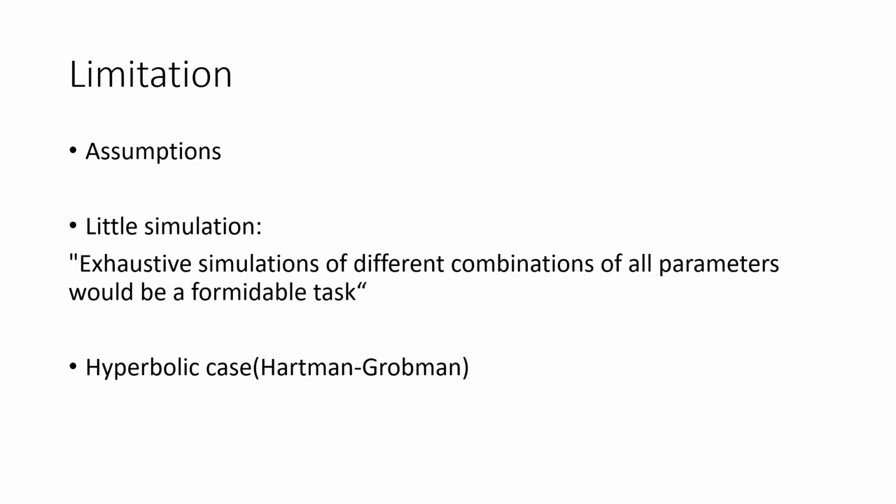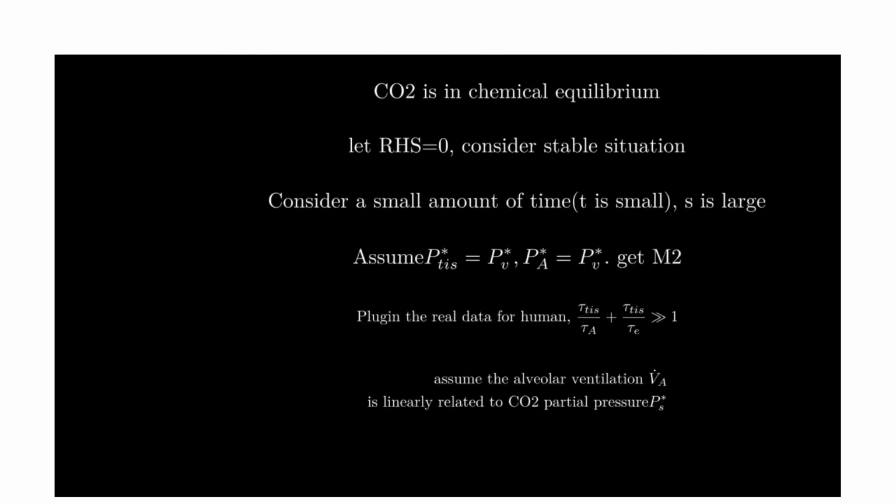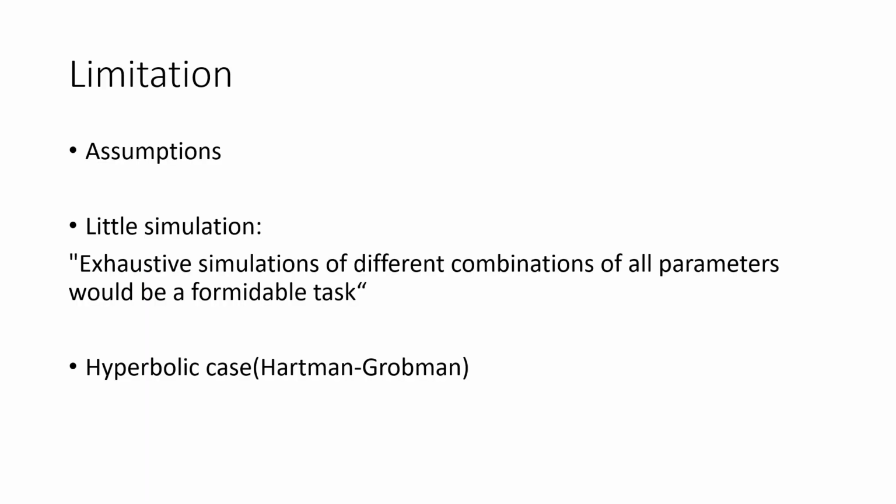Now about the limitations of our model. First, we can bring back all the assumptions we have made. These are some biological assumptions, but if any one of them is not satisfied, then our model may be wrong. Another limitation, I think, is that this paper has few simulations. In the original paper, they said exhaustive simulation is a formidable task. But because this paper was written in 1988, and now in 2022, I think we can do more simulation.